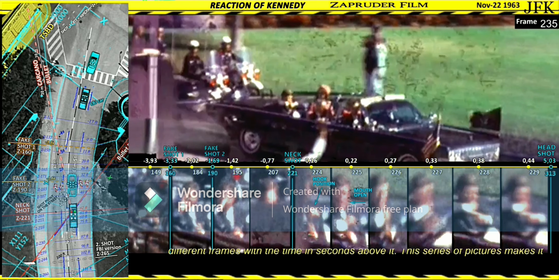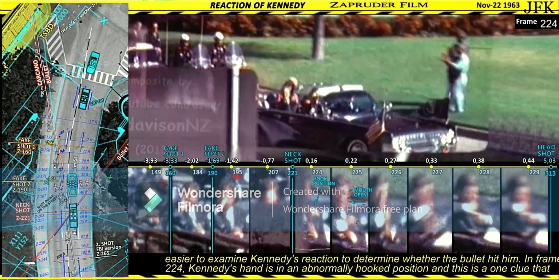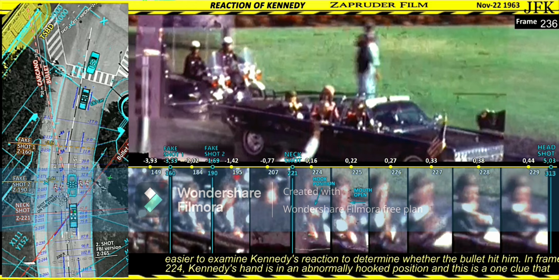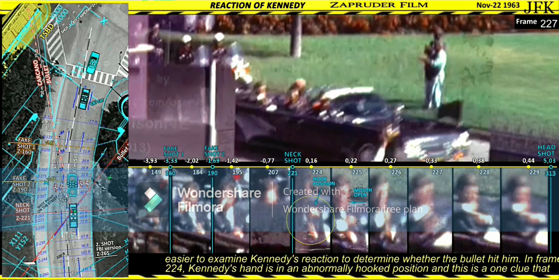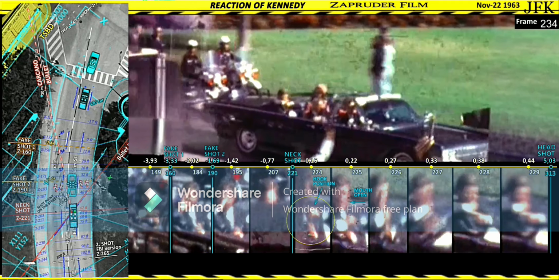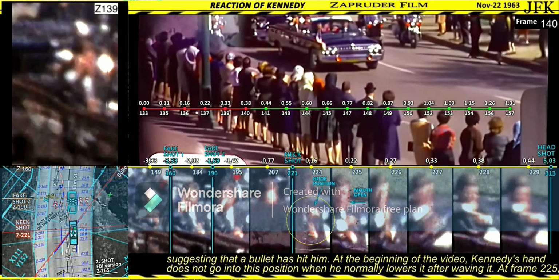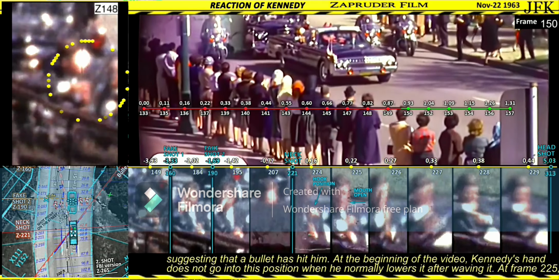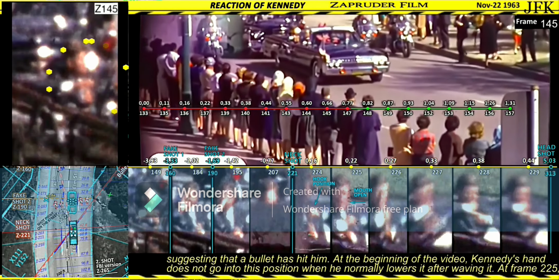This series of pictures makes it easier to examine Kennedy's reaction to determine whether the bullet hit him. In frame 224, Kennedy's hand is in an abnormally hooked position, and this is one clue suggesting that a bullet has hit him. At the beginning of the video, Kennedy's hand does not go into this position when he normally lowers it after waving it.